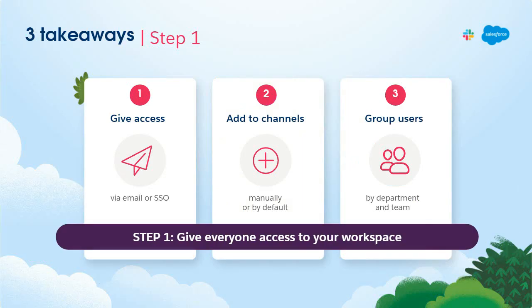So that's about members, adding them to channels, and grouping users, but just to summarize a few key takeaways before we move forward. You can give members access to Slack via either email invites or SSO. Members can be proactively added to channels manually or by default, and users can be grouped by team and department to facilitate team management. All three are going to help you give everyone access to your workspace and manage user access efficiently.